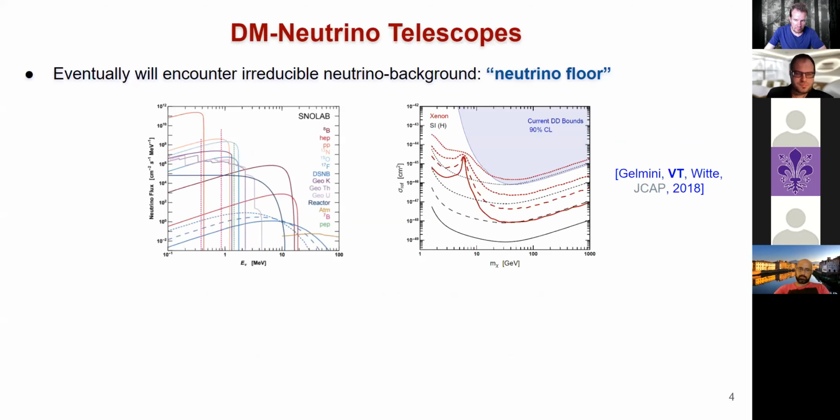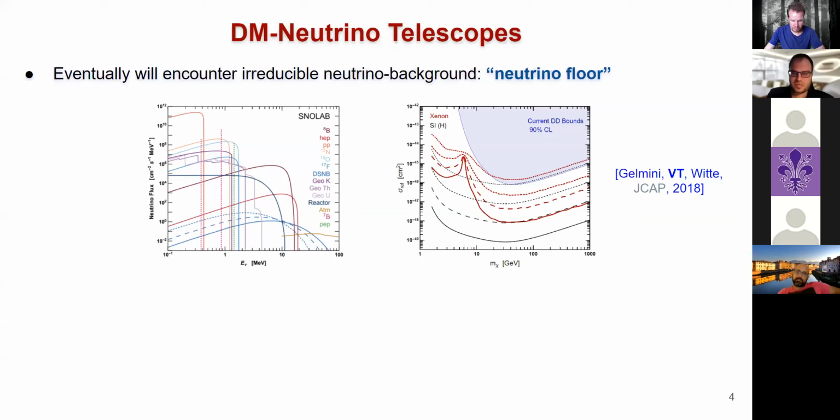These are some plots from the work with Graciela Gelmini and Sam Witte about general studies of the neutrino floor. On the left-hand side, this is at the SNOLAB location. You can see all these neutrino fluxes, the solar, atmospheric, and other fluxes. The point is that they will mimic the WIMP signal, and so this reduces your ability to discern dark matter detection versus something else.